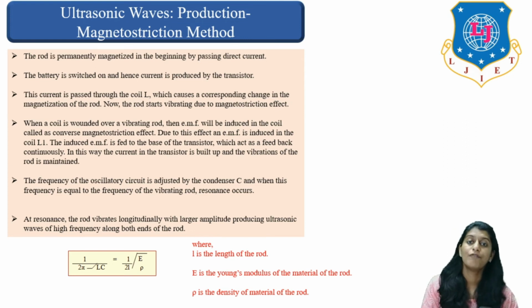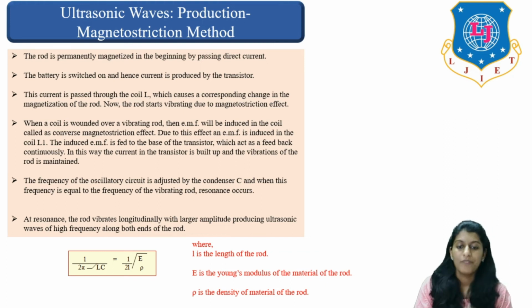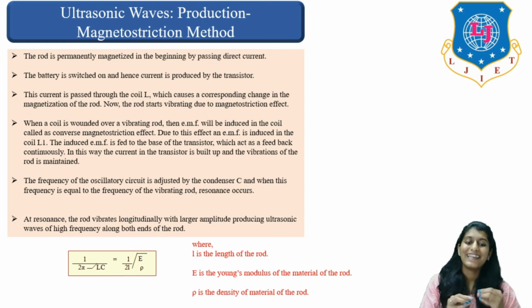The current passing through that coil L causes a corresponding change in the magnetization of the rod. Now the rod will start vibrating due to this magnetostriction effect, right? So once you pass the current and start this particular field, it will start vibrating due to the effect of magnetism.